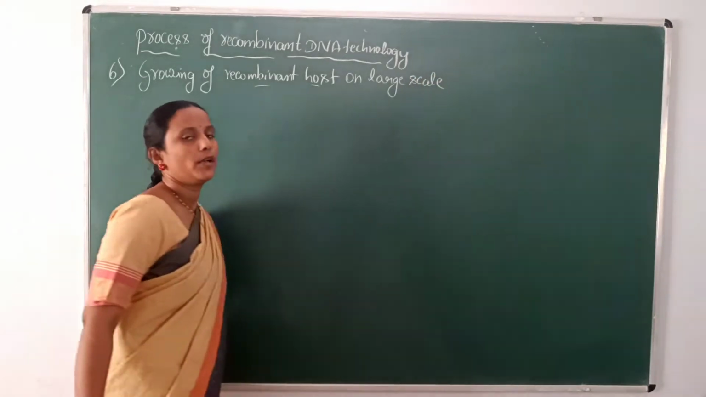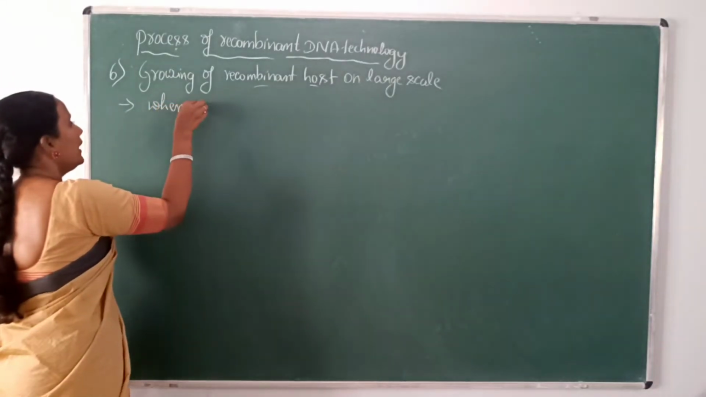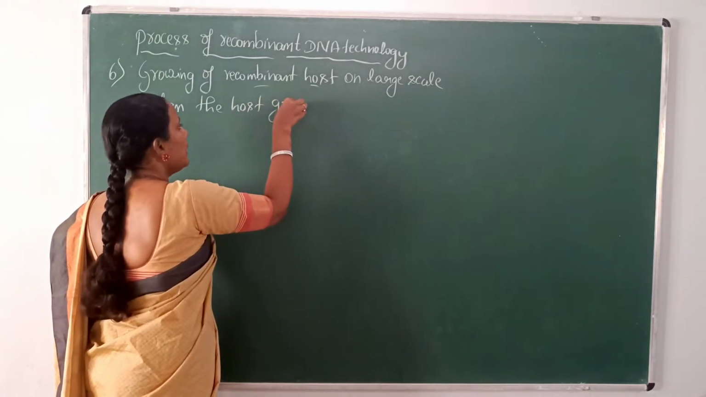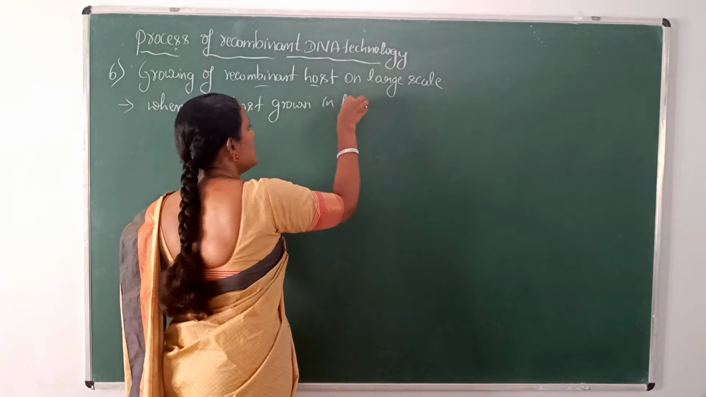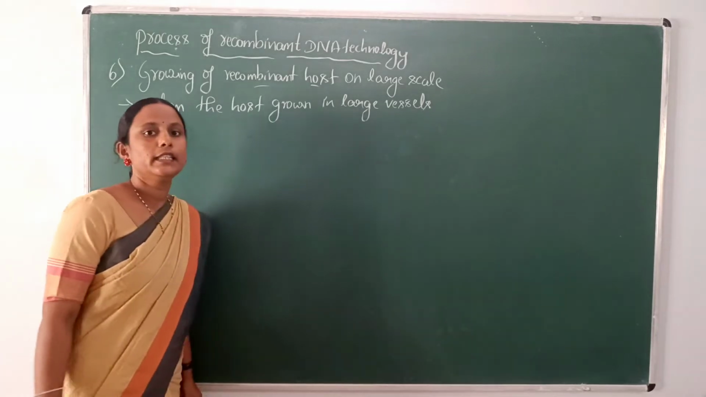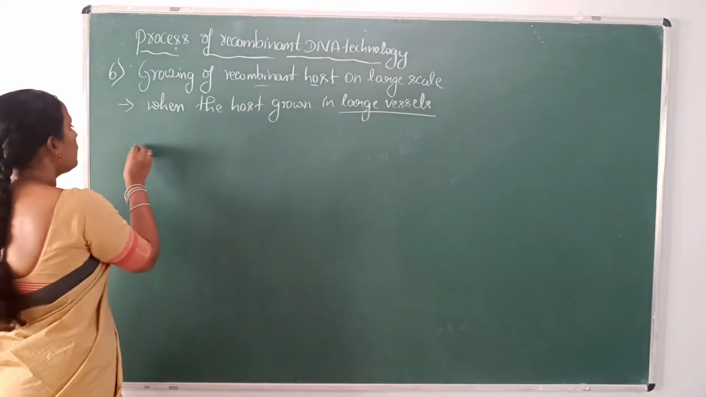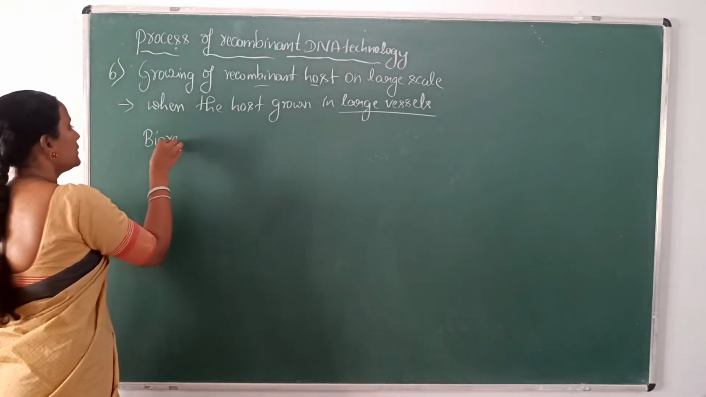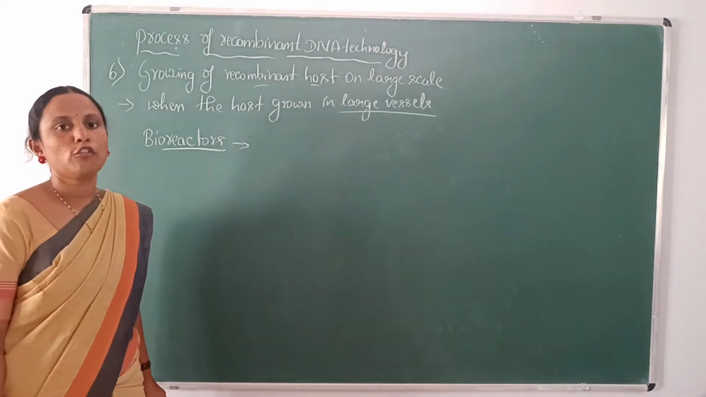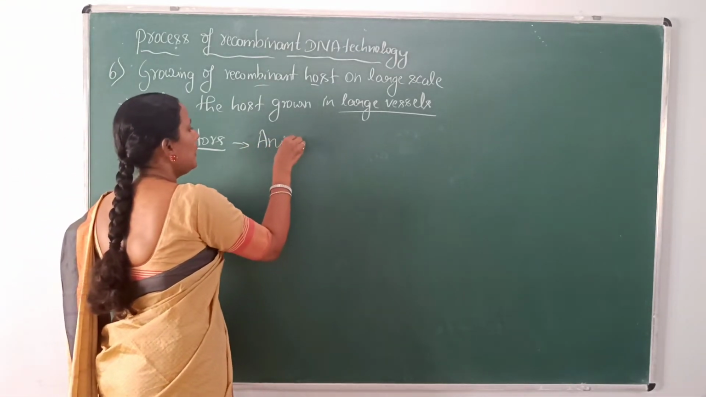And this large scale production is possible only when the host is grown in large vessels. And these large vessels which are used to grow the host cells on a large scale are called bioreactors. The bioreactors are majorly applied for growing the host cells on a large scale, especially for animal and plant cells.